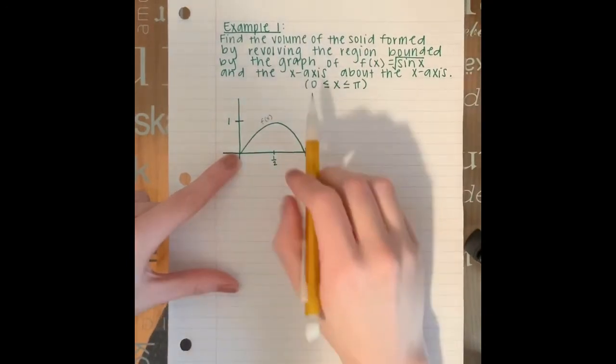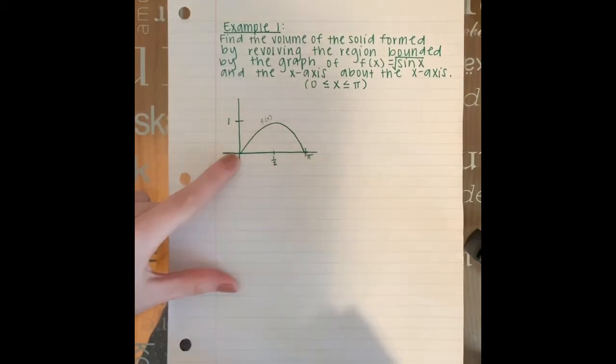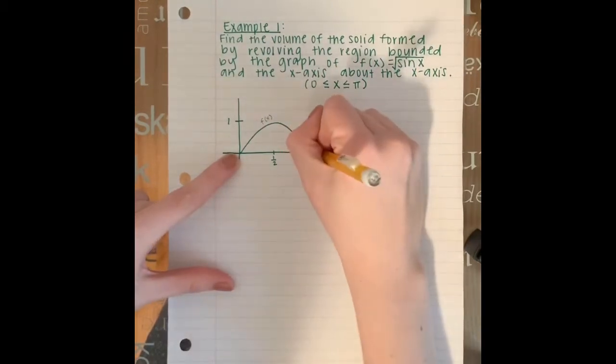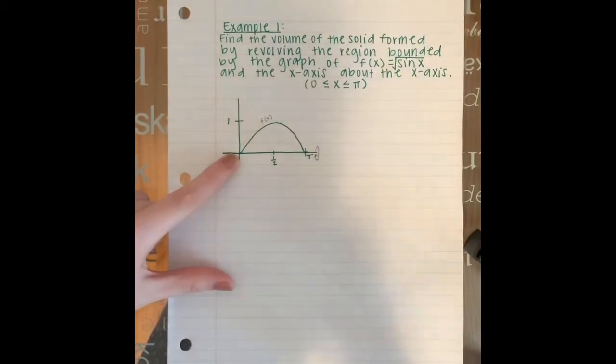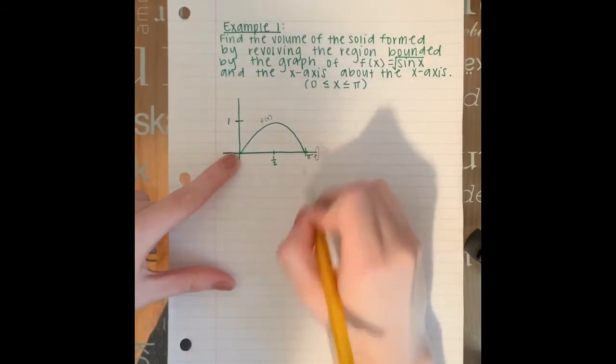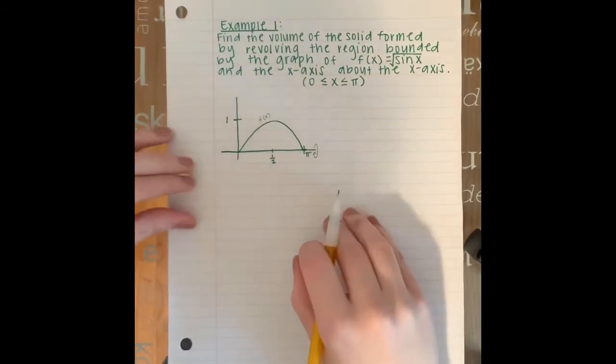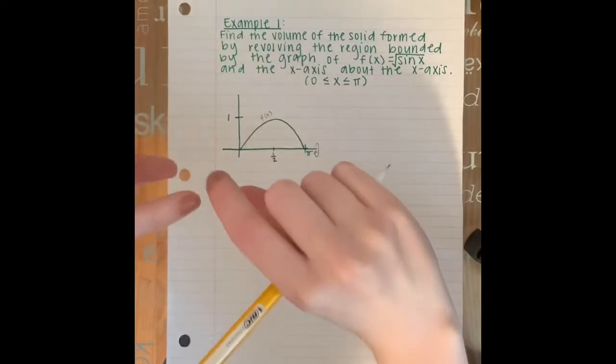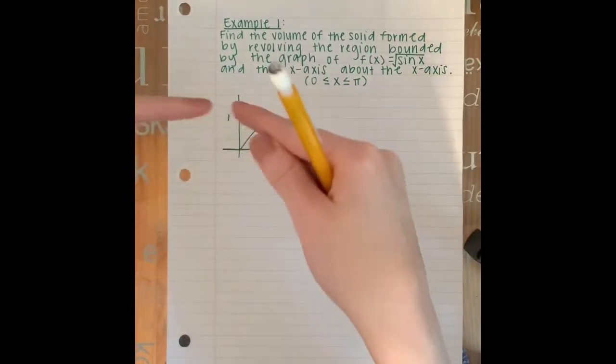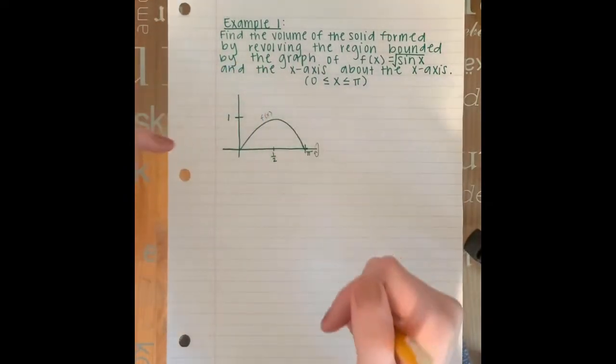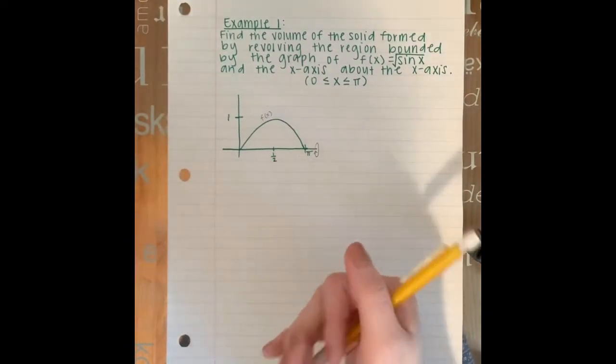Now, the x-axis is a horizontal axis of rotation. I always draw where my graph is rotating. It's rotating about the x-axis. So visualize what's happening. We have this graph and we are taking it and rotating it this way, and we're creating kind of a spherical shape out of it.